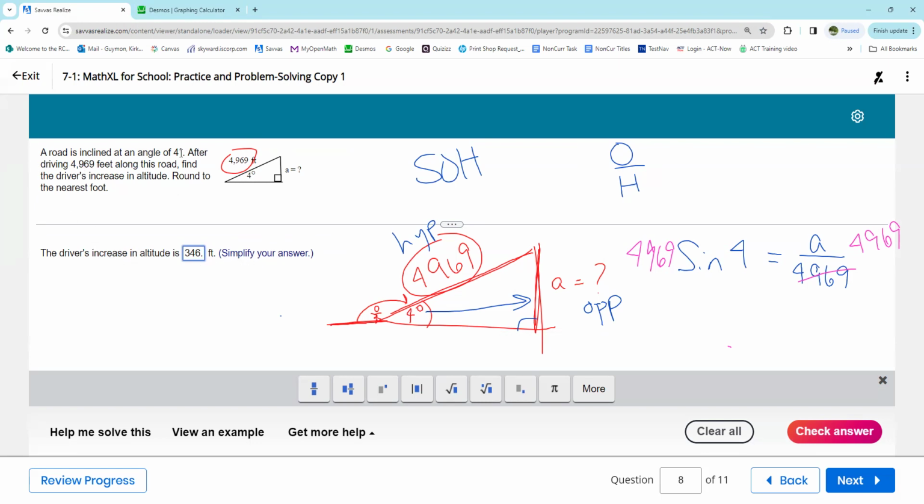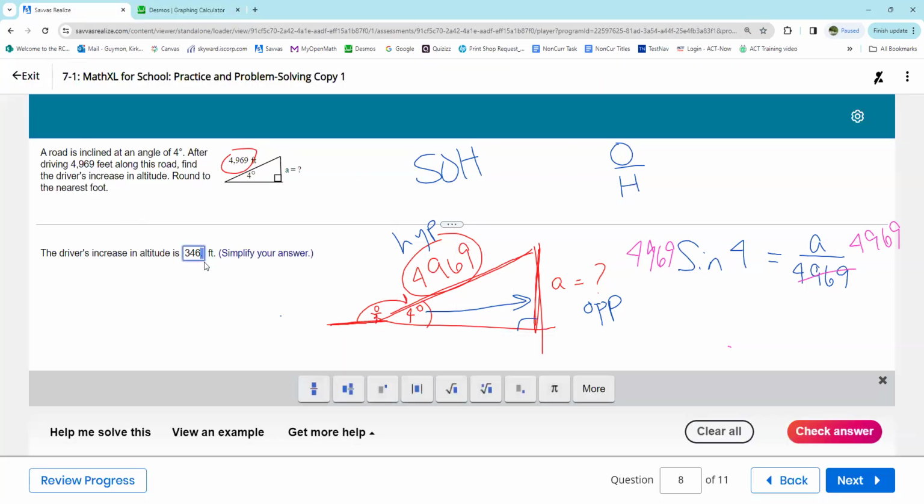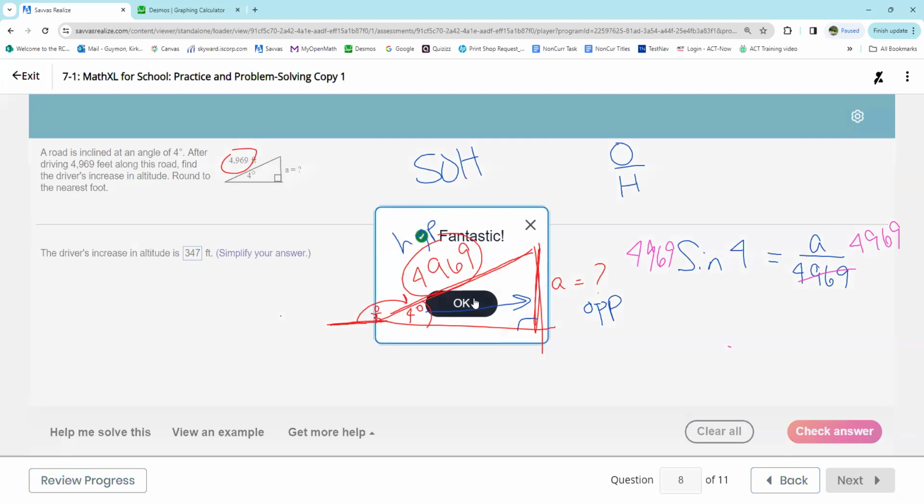A road is inclined at an angle of 4 degrees. That's right there. After driving on the road, find the driver's increase in altitude. Oh, round to the nearest foot. It says it up here. Didn't have it listed down here where we're entering it. Nearest foot, 346.62. So round that up, since it's a 0.6 to a 7. And hopefully, there we go.